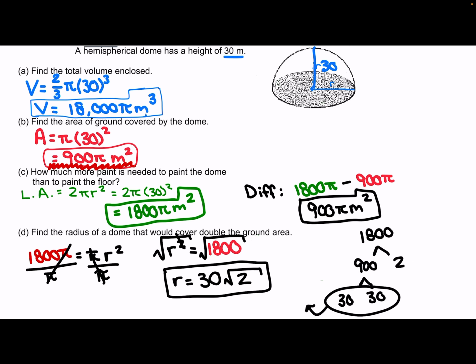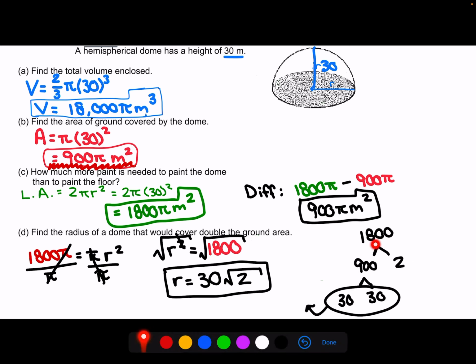Now, the way that I got 30 rad 2 is I just took 1800 and I broke it down. 900 times 2 is 1800. 900 can be broken down into 30 and 30, because we just saw that 30 squared is 900. Well, if I have a pair of numbers, and since this is a square root, I only need 2 of the numbers to get out. The 30s can leave, the 2 remains. So therefore, the radius is 30 rad 2.